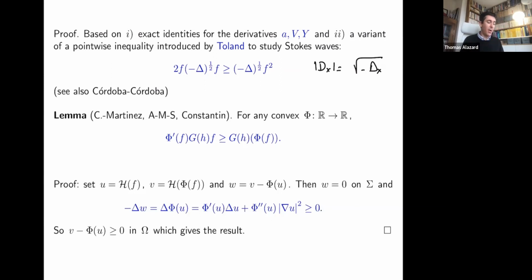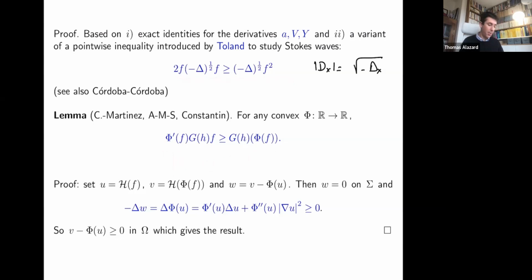It states that for any convex function phi, which is C2, let's say, phi prime of f times the fractional Laplacian of f is always bounded from below by the fractional Laplacian of phi of f. Okay, so it's a pointwise inequality that generalizes this one for the case where phi of f is equal to f squared.